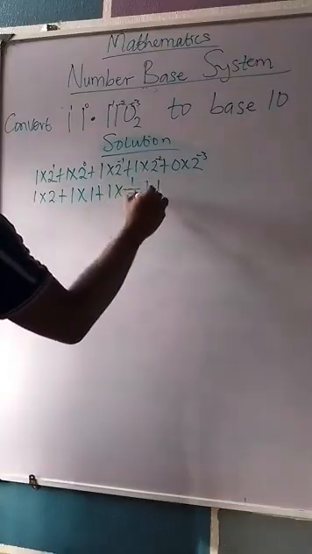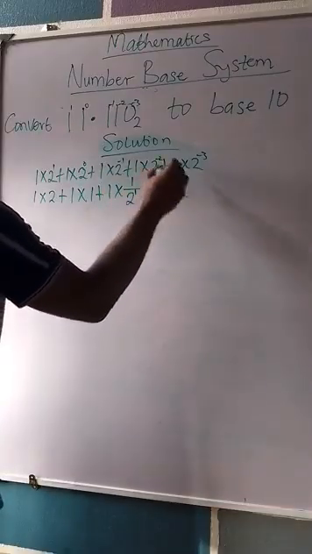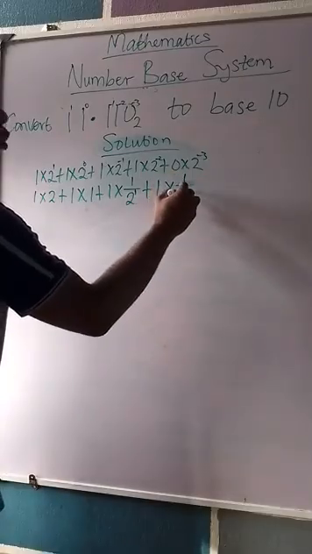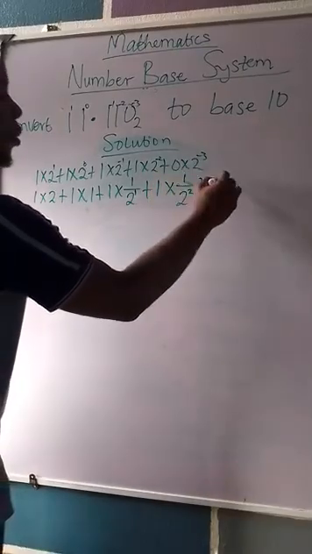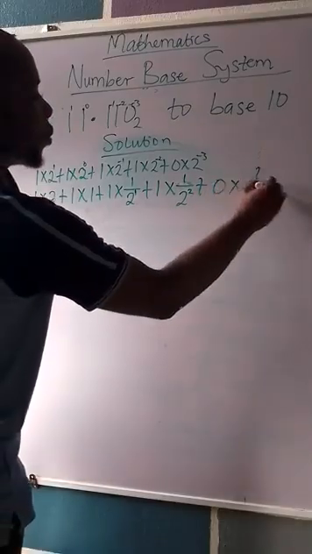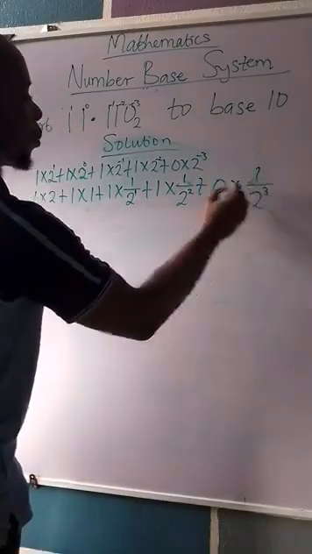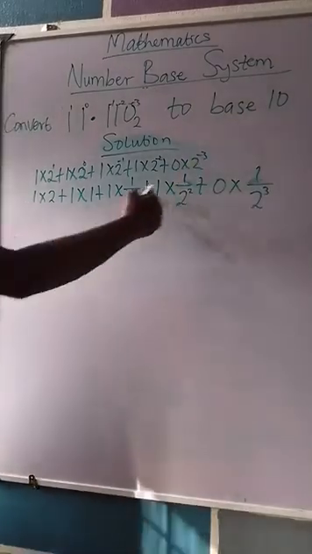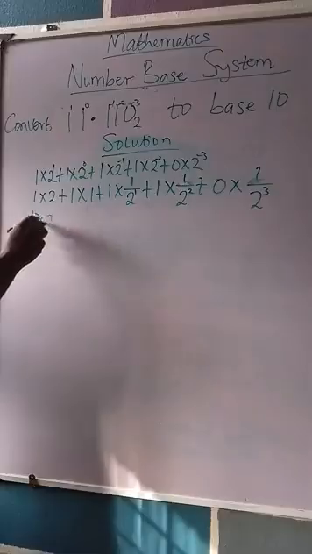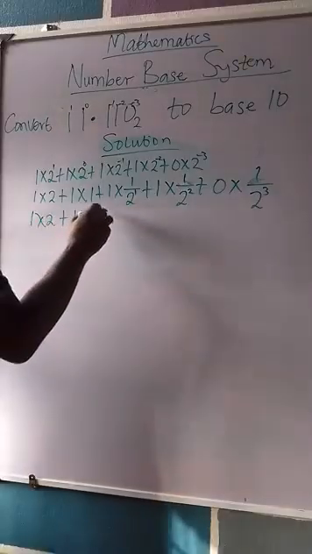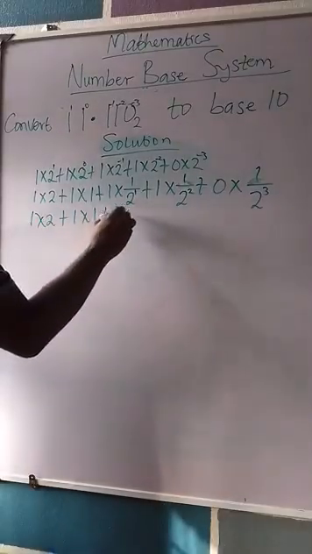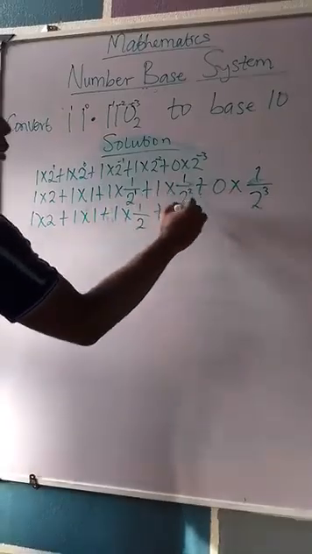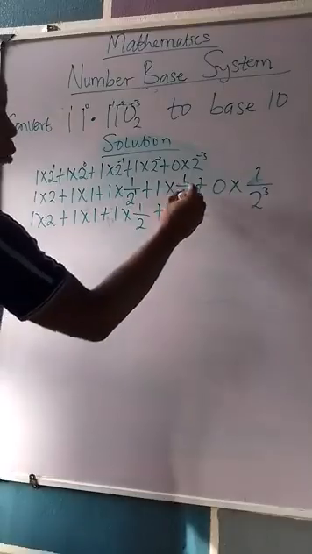So plus 1 times 2 raised to power minus 2, this is 1 all over 2 raised to power 2, plus 0 times 2 raised to power minus 3. The base comes here. So now let's work on the exponentials. We have 1 times 2 plus 1 times 1 plus 1 times 1 all over 2 raised to power 1, which is 2, plus 1 times 1. 2 raised to power 2 is 4, plus 0 times.